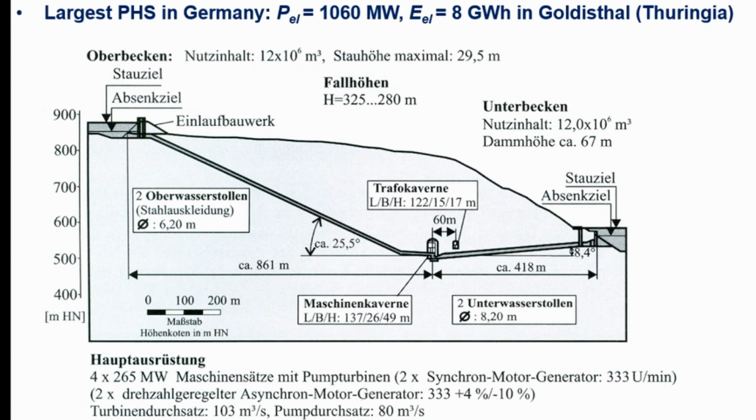Here is the Goldisthal power plant. Same thing, the outlet is a bit higher to put some counter pressure, and here we have the cavern where all the equipment is, the turbines, the generators and the pumps. Here the height difference is, depending on the level of the upper reservoir, between 325 and 280 meters. The internal height of the upper reservoir is only 29.5 meters, and the volume is 12 million cubic meters.